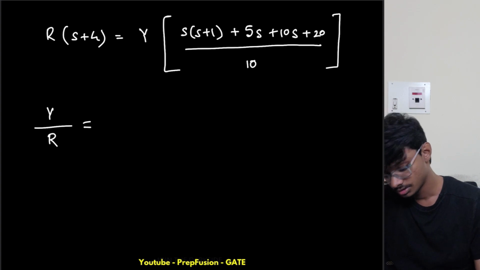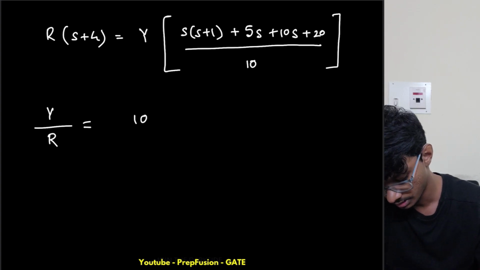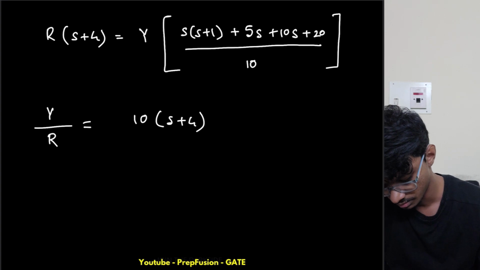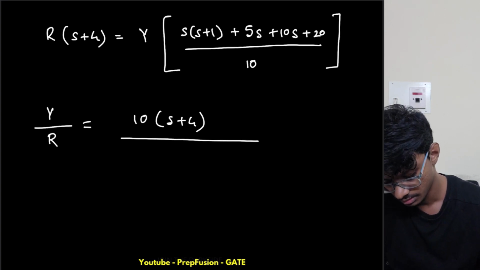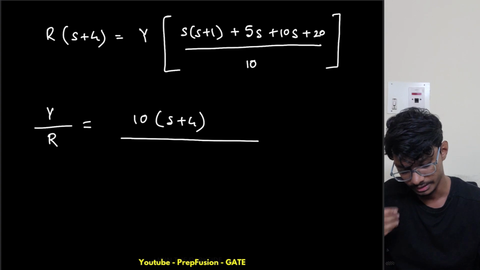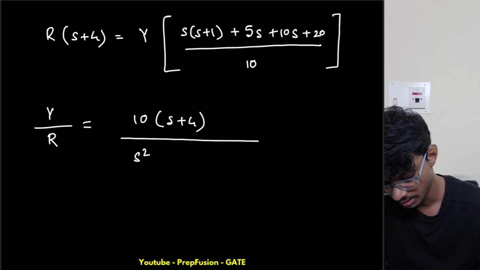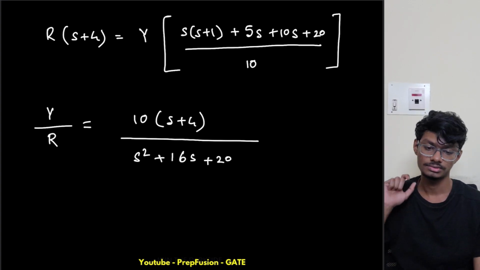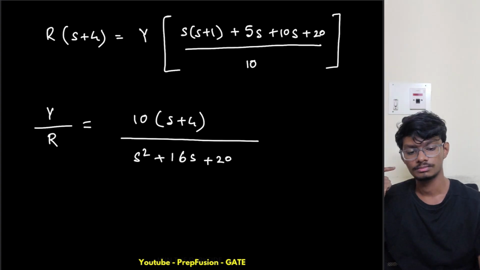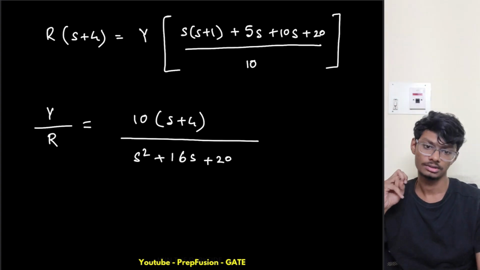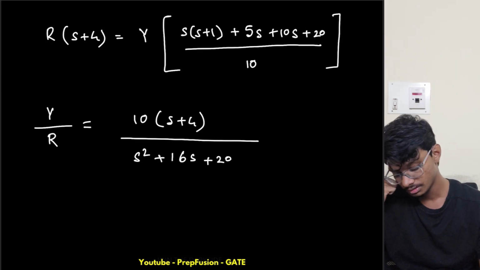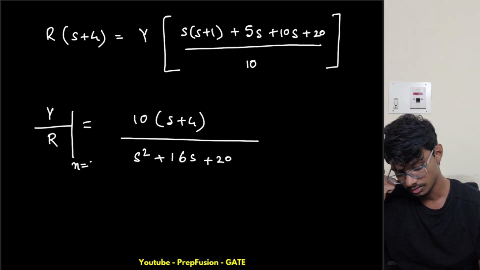What is y upon r? So y upon r is basically 10 into s plus 4 divided by, I should write this in quadratic formula, s square plus s plus 5s plus 10s, so it becomes 16s, okay, plus 20, okay? So this becomes 10 into s plus 4 divided by s square plus 16s plus 20, okay? So yeah, this is what is the solution when this n equals to 0, right?